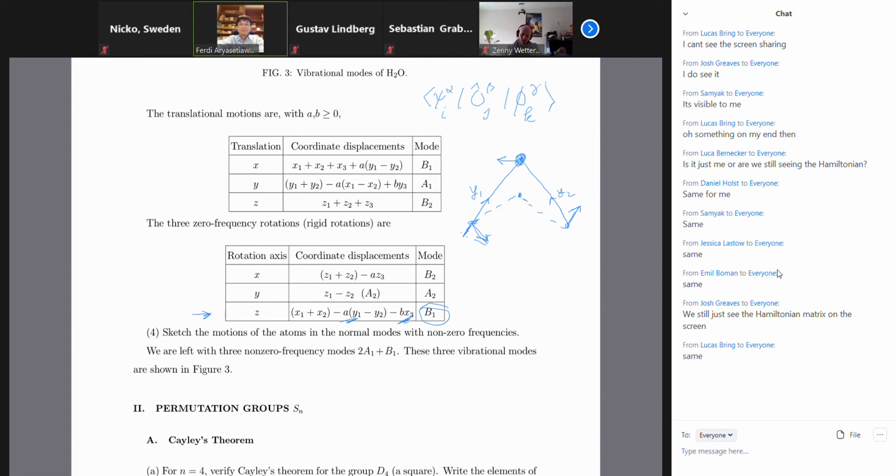So maybe we should look at the remaining modes. There are three remaining modes, and that is 2A1 plus B1. And I have drawn the result here.